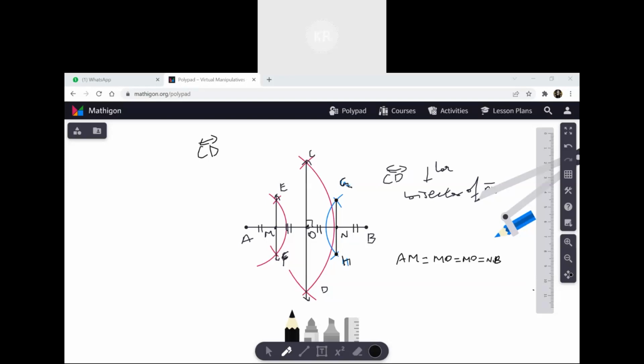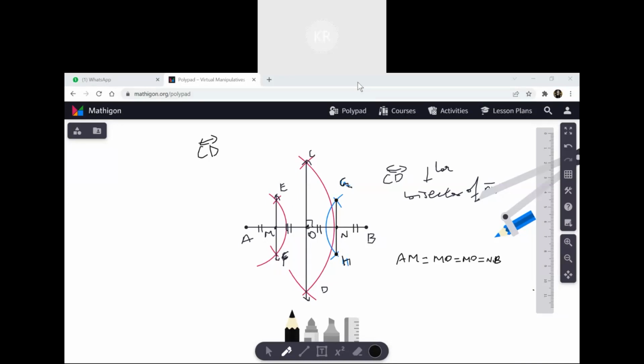Okay, 4 equal parts, 8 equal parts. But into 3 equal parts, can you make it? No, sir. That you will learn in class 8th. Dividing a line segment into 3 equal parts, you will not do with the help of perpendicular bisection. Some other concept is there. You will learn in class 8th.